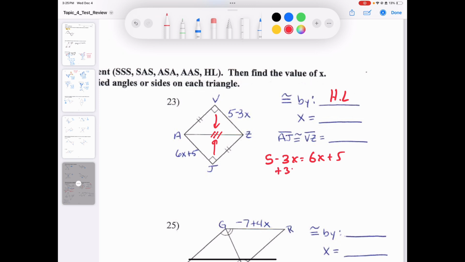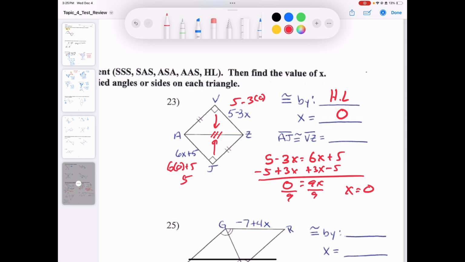I'm going to go ahead and add 3x to both sides and subtract 5, so that gives me 0 equals 9x. Divide by 9. X equals 0, and that's okay. 0 can be a solution. Again, we can double check it. 6 times 0 plus 5 is 5. 5 minus 3 times 0 is 5, so our answer is 5. It works.